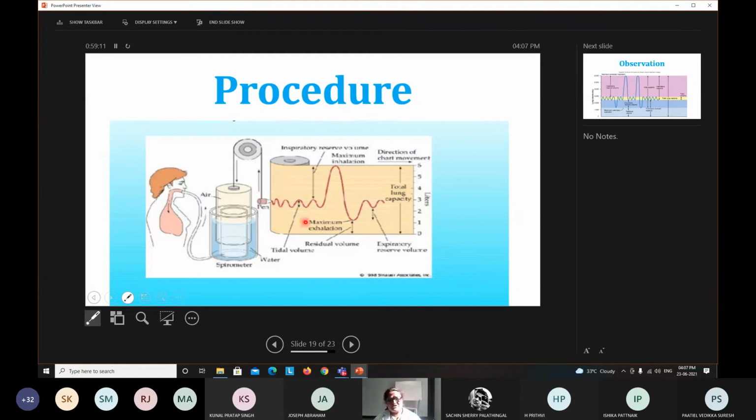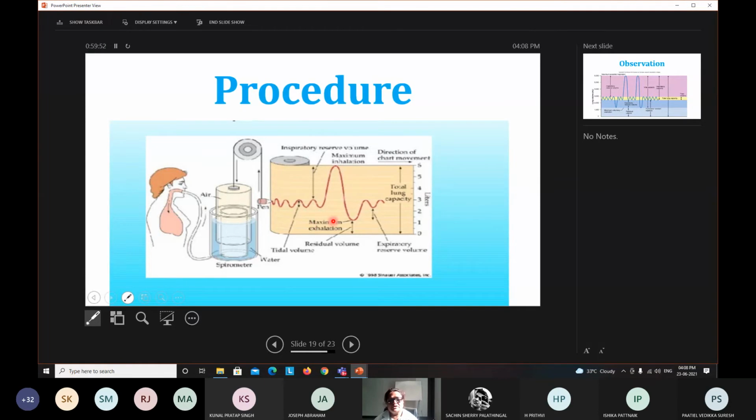So the procedure is, first ask the person to breathe normally. Take normal inspiration and expire normally for 3-4 cycles. Then ask him to keep the mouthpiece in his mouth completely, zip the lips. There should not be any air leak, and clamp the nostrils. So ask the person to breathe normally for some time. You will get the recording like this when the person is breathing normally. Okay.